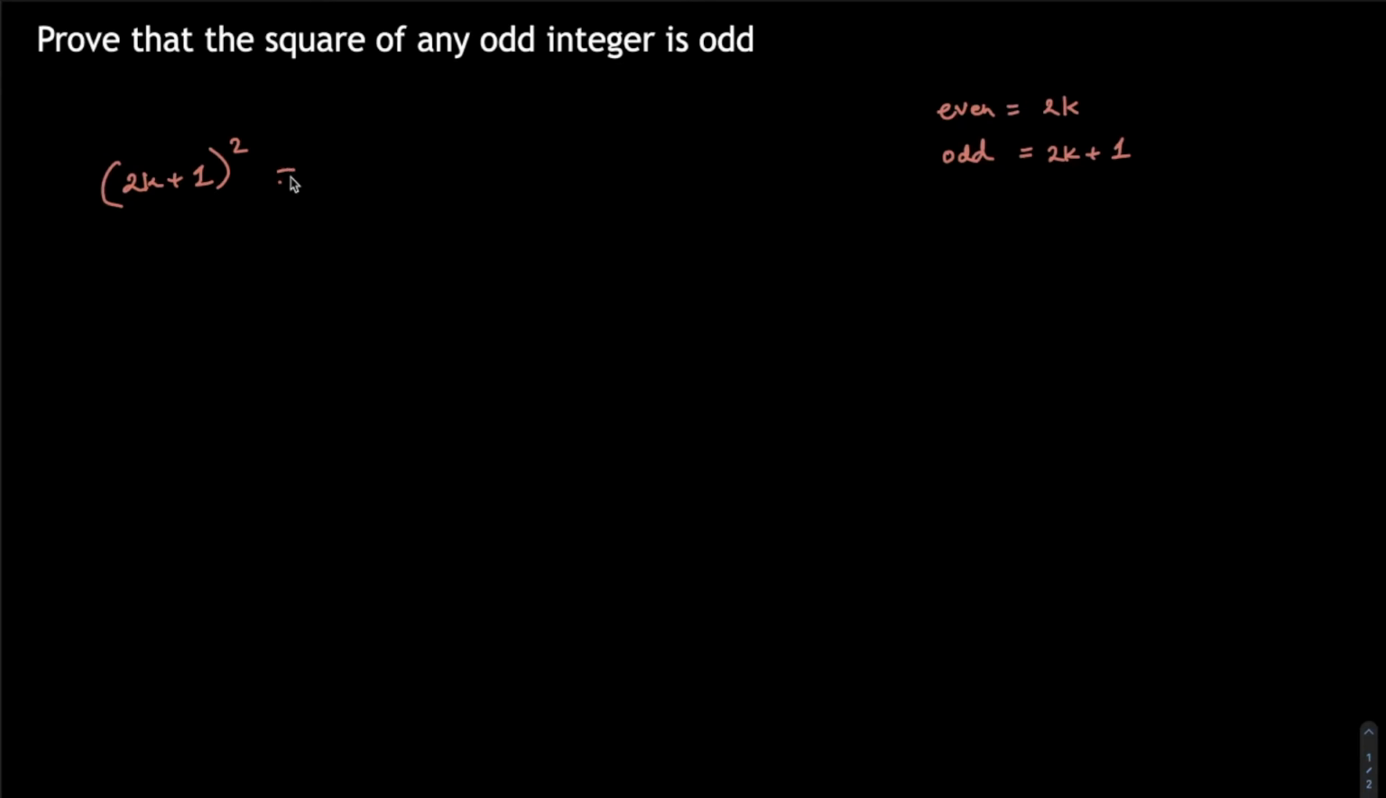Now that we squared it, let's expand it. So what do we get? We get 4k squared plus 4k plus 1. So how do I show that it's odd? I need some form of this 2k plus 1. I see this 1 right here, and now I need 2 times some variable plus 1. So what I can do is factor out a 2 from just this part. If I factor out a 2, what am I left with? 2k squared plus 2k, and then outside plus 1.